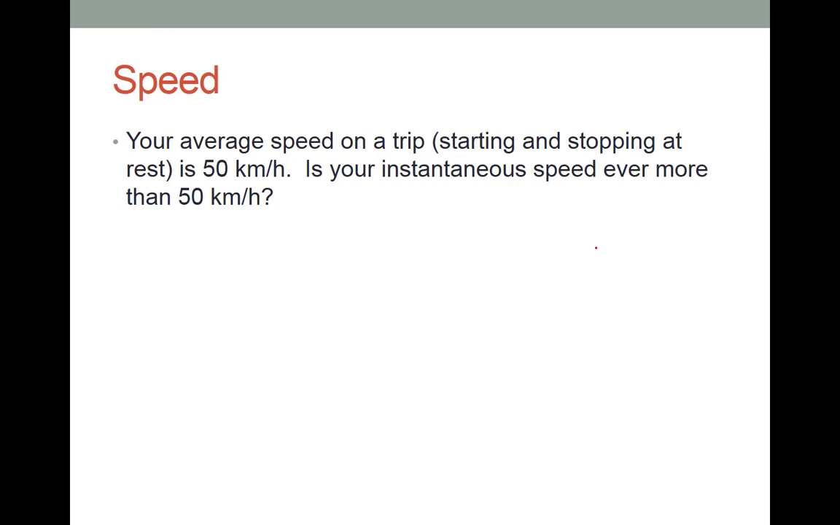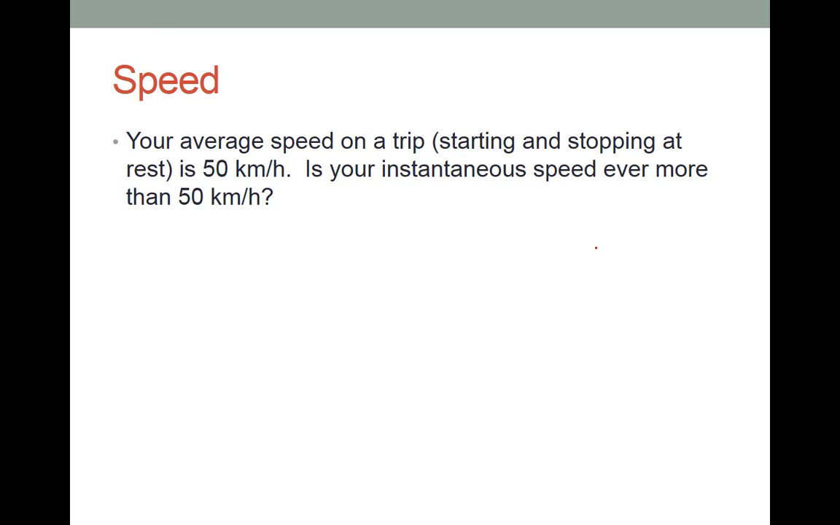So let's say on a trip, your average speed is 50 kilometers per hour. Is your instantaneous speed ever more than 50 kilometers per hour? The answer is it has to be, unless for that entire trip you were traveling at a constant speed.